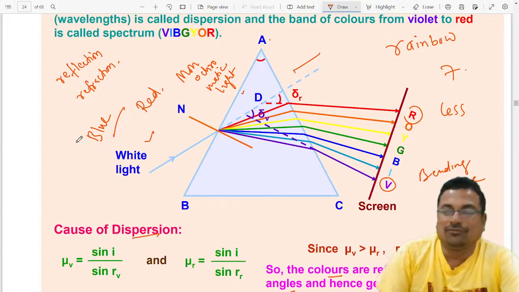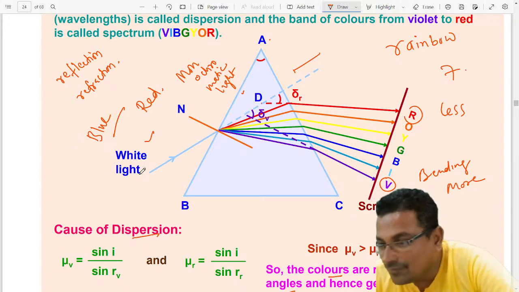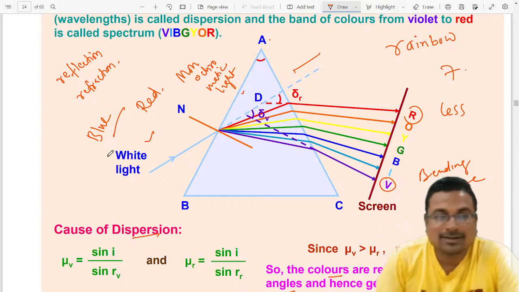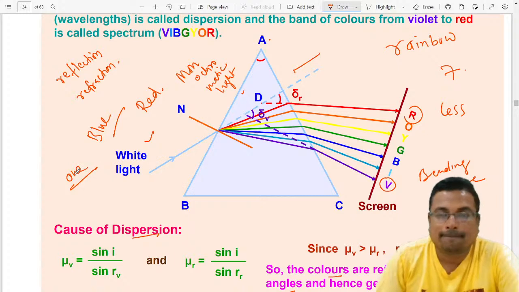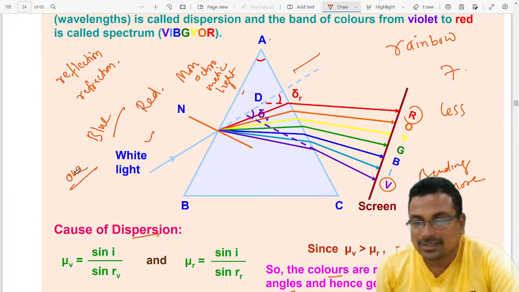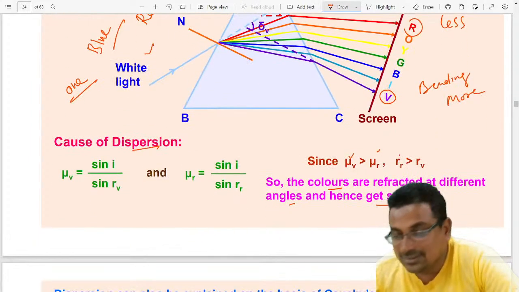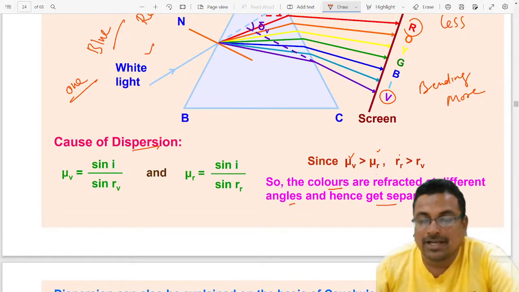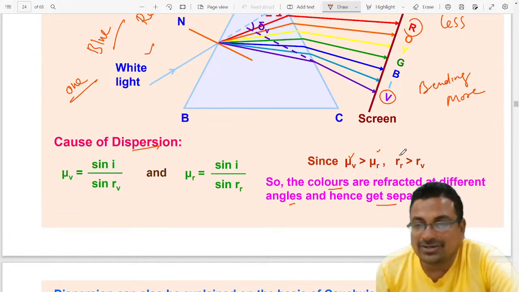So friends, we will get only one color. Now see here, the refractive index of violet is greater than the refractive index of red, so the refraction of violet is greater than red.